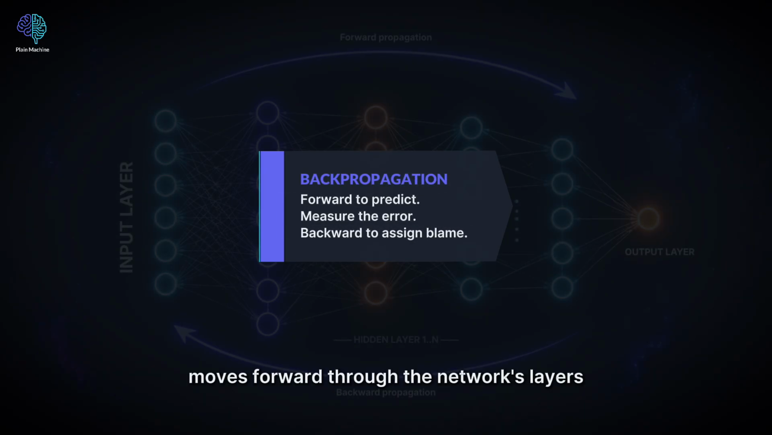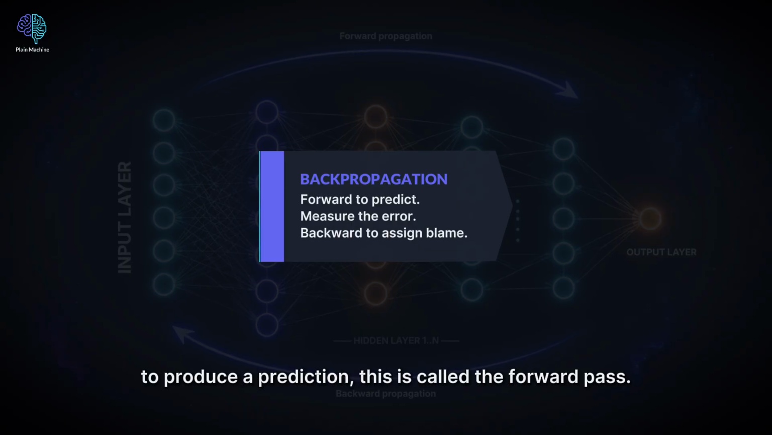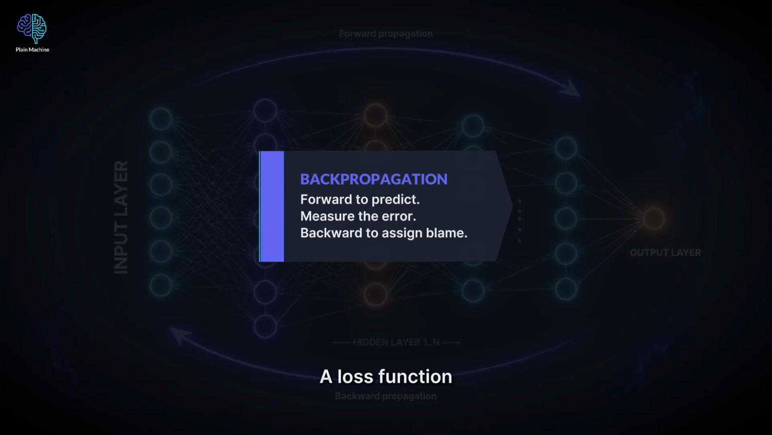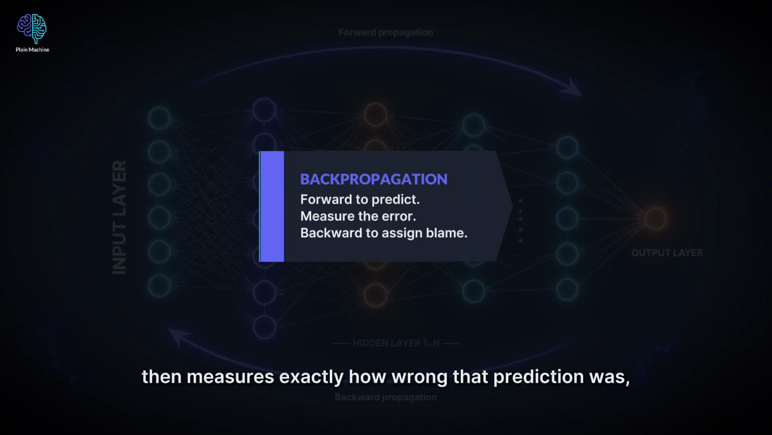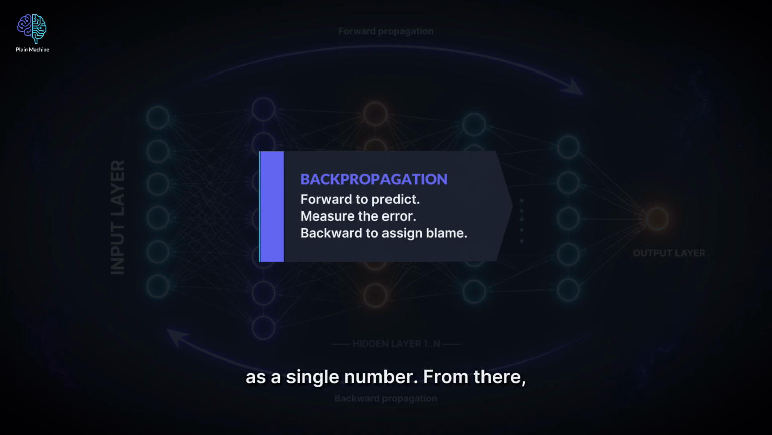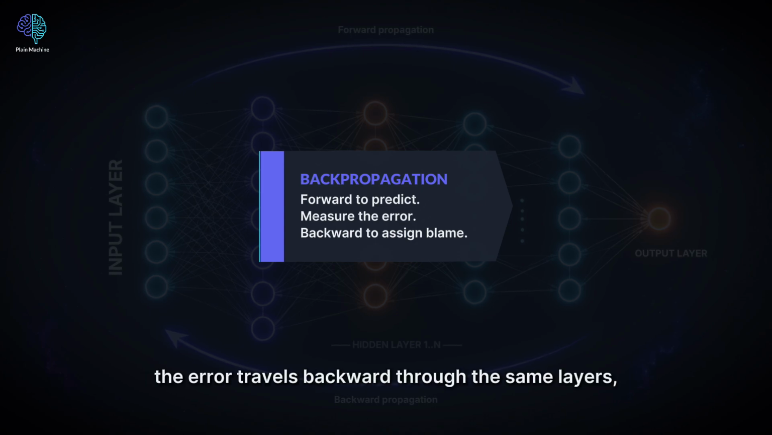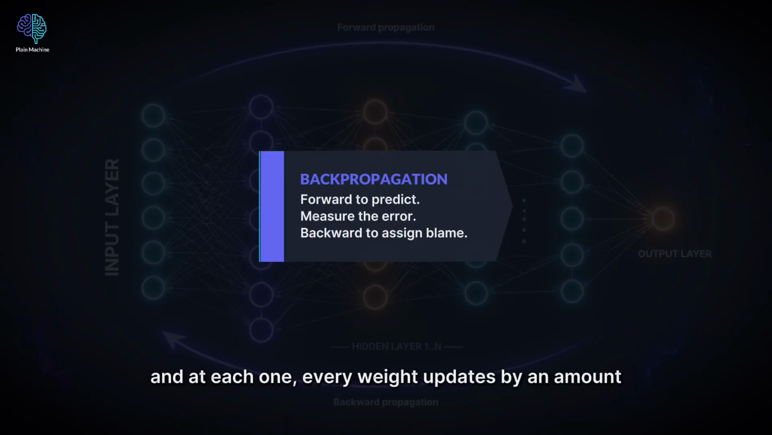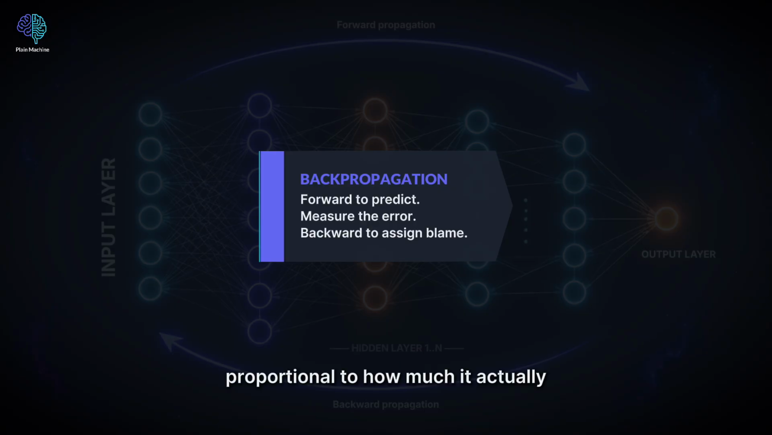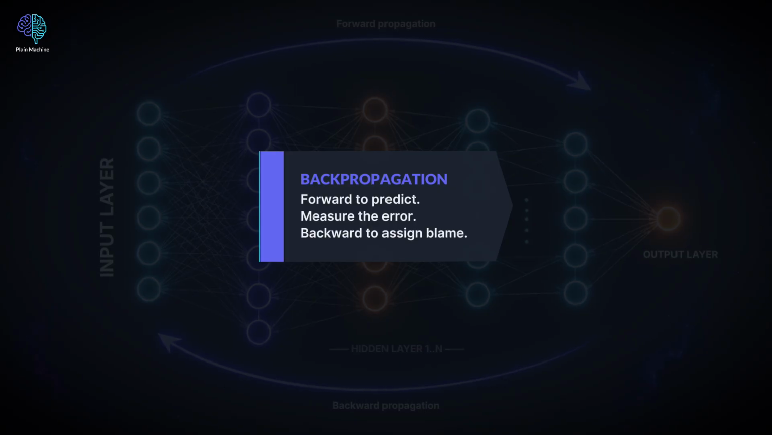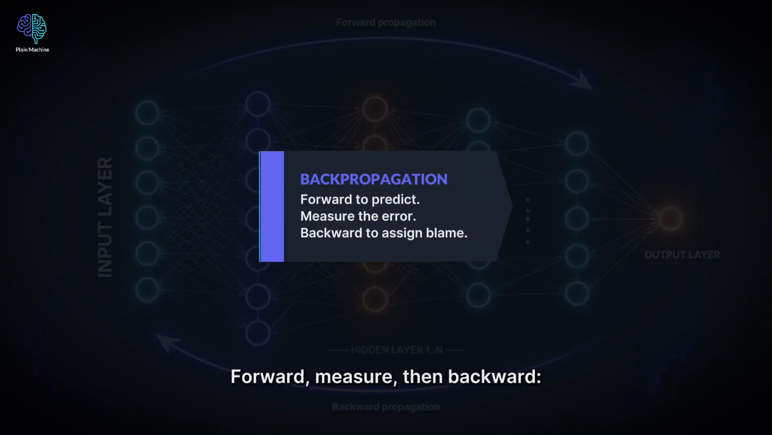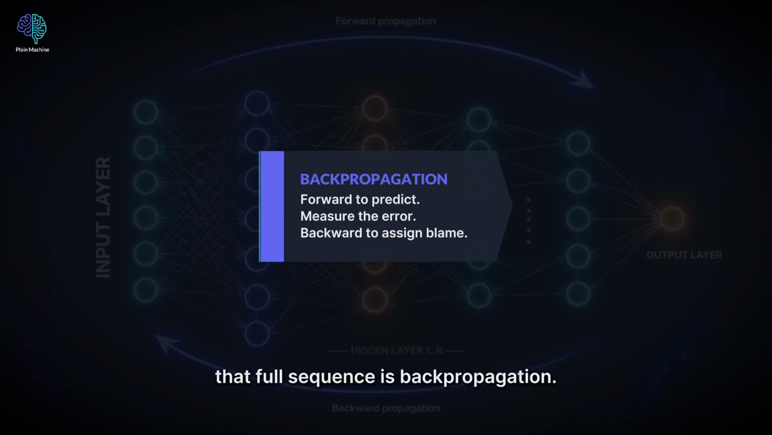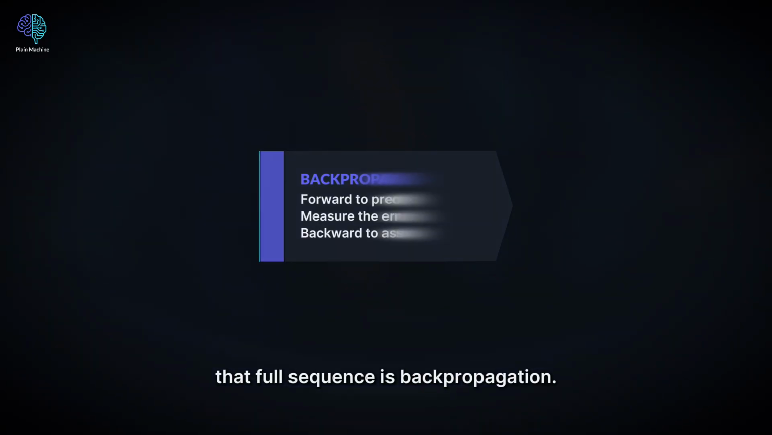Data moves forward through the network's layers to produce a prediction. This is called the forward pass. A loss function then measures exactly how wrong that prediction was as a single number. From there, the error travels backward through the same layers, and at each one, every weight updates by an amount proportional to how much it actually contributed to the mistake. Forward, measure, then backward. That full sequence is backpropagation.